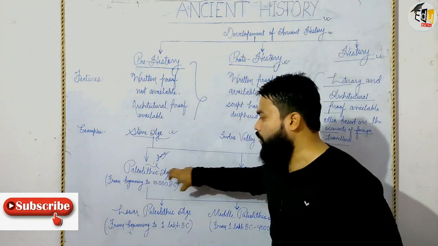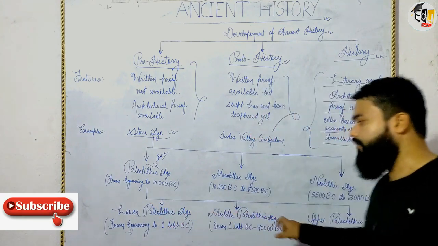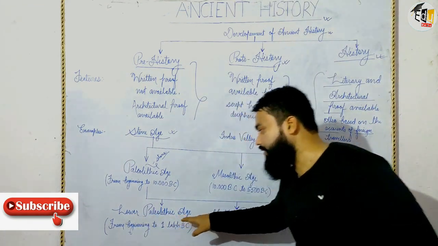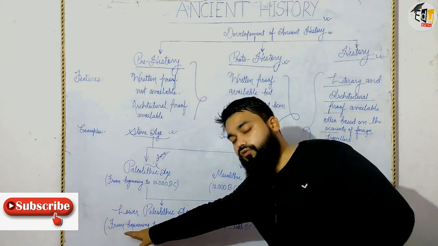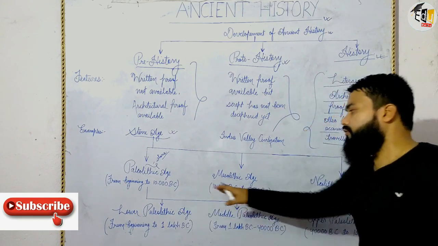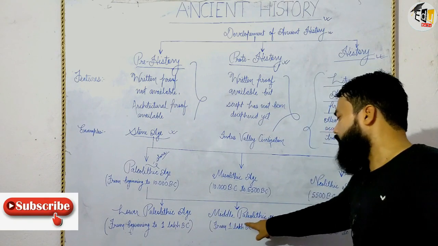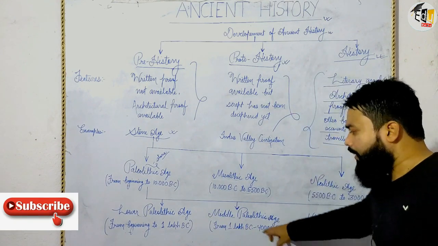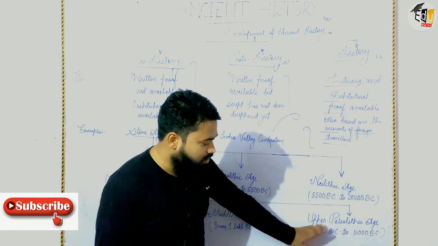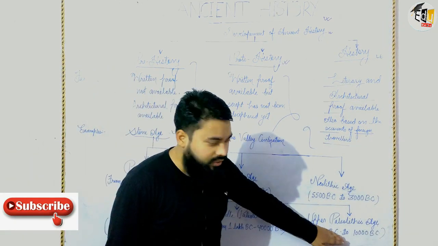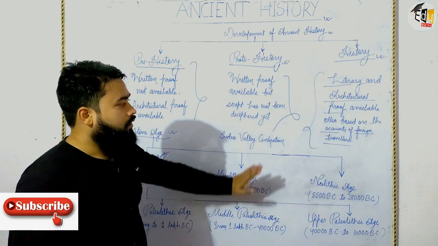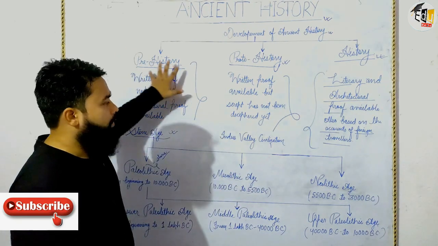Further, the early Stone Age, that means the Paleolithic age, can be subdivided into three phases. The first one is the Lower Paleolithic age, the earliest Stone Age, from the beginning till 1 lakh BC. The second phase was from 1 lakh BC to 40,000 BC, called the Middle Paleolithic age. The last, the Upper Paleolithic age, was from 40,000 BC till 10,000 BC. So this was the complete picture of the timelines and the basic concept of the prehistorical period.